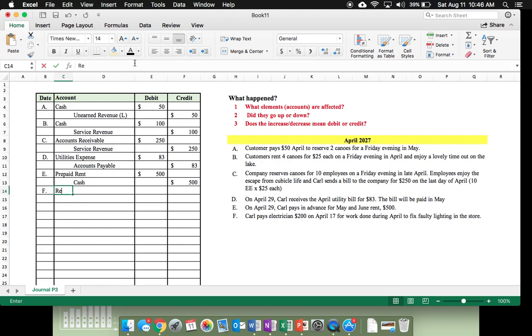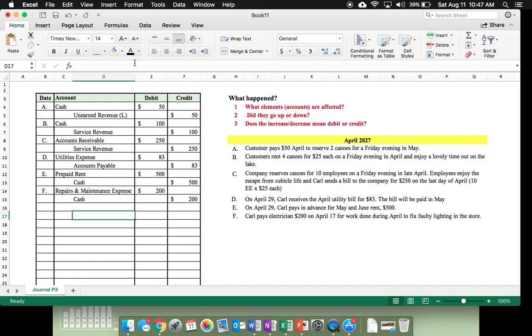We are going to record an increase in an expense account called repairs and maintenance expense of $200. He has paid the money, so our cash has gone down, and we credit cash as it's an asset to show a decrease. So these are the journal entries that Carl would record for the month of April.